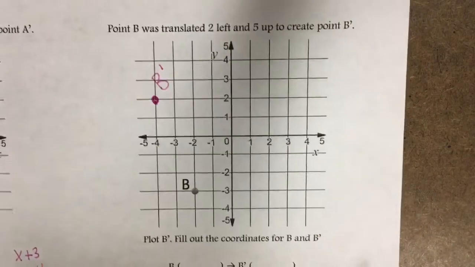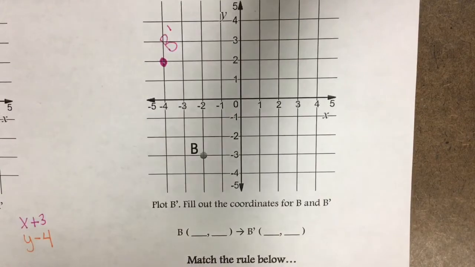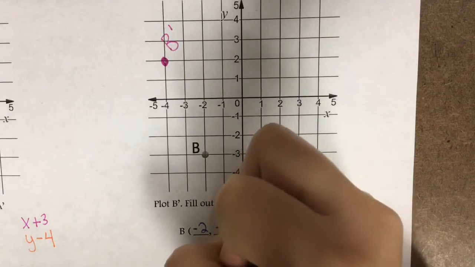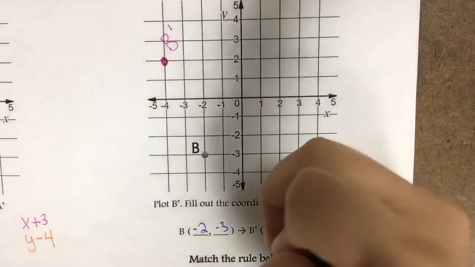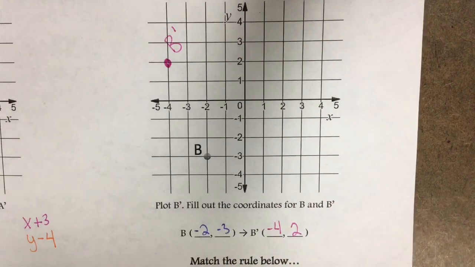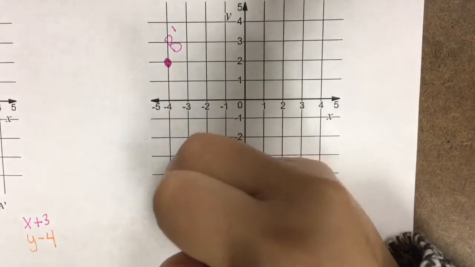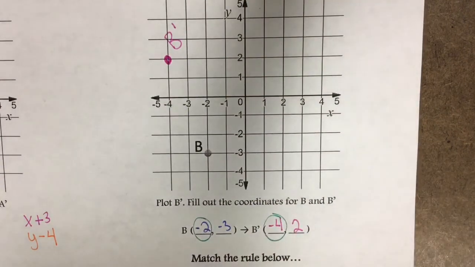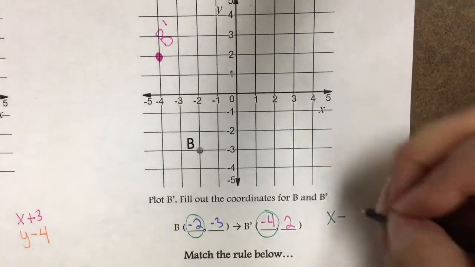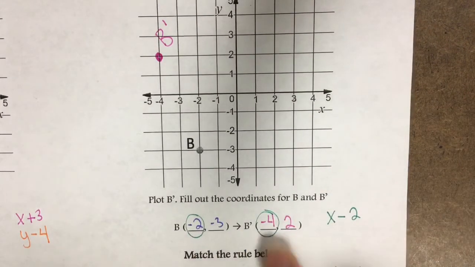So let's go ahead and write the points for B and B prime. So B was originally negative 2, negative 3. And B prime is negative 4, 2. So now we're going to go ahead and match the rules again. So we're going to first look at x. Looking at x, it was negative 2, now it's negative 4. That decreased, so I subtracted from x. Well, how many did it decrease? It decreased by 2. Negative 2 minus 2 gives me negative 4.